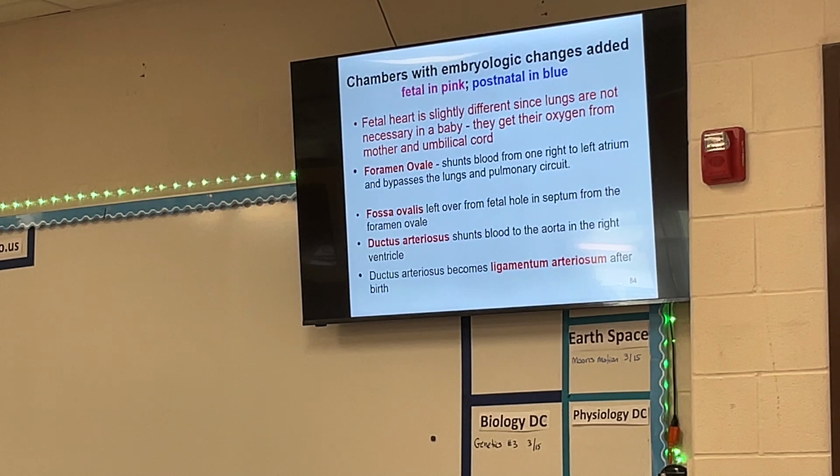We haven't talked about surfactant yet. We'll talk about that more when we get to the respiratory unit, but surfactant is a material in the lungs that keeps the lungs from sticking together. Surfactant isn't developed until later on in the baby's life, closer to delivery. If a baby is born really premature, they usually don't have surfactant, and that's one of the reasons why breathing is so difficult for babies, because their lungs, like the little sacs called alveoli, stick together.